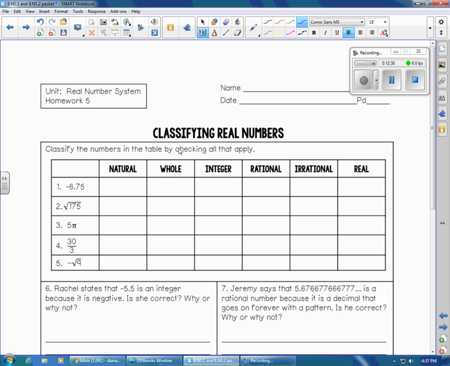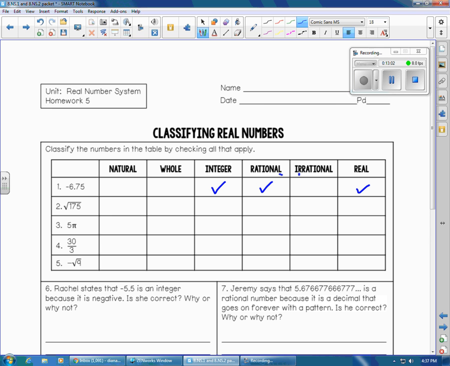Negative 6 and 75 hundredths. First of all, they're real numbers. Is it rational or irrational? Let's see, it's a terminating decimal, so I'm going to say it's rational. And it's a negative, so I'm going to say it's also an integer. So that fits into 3 categories.